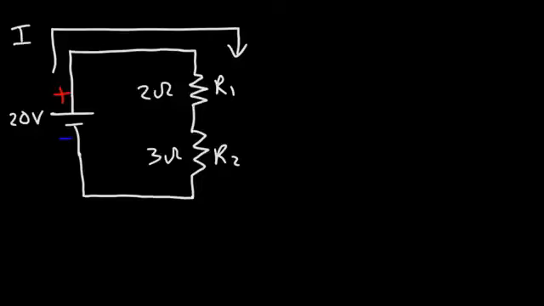Now, the current that we're dealing with is conventional current, where it flows from the positive terminal to the negative terminal. But keep in mind that electrons flow in the opposite direction, from the negative terminal of the battery to the positive terminal.